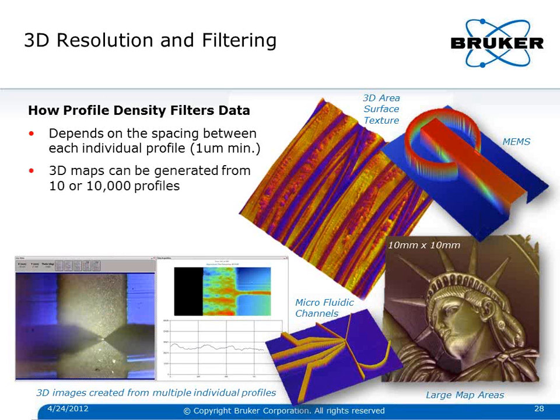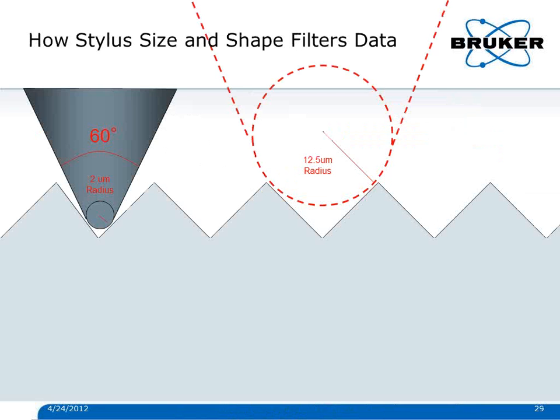Now you can generate a 3D map anywhere from 10 profiles to 10,000 profiles, but you have to keep in mind that a very high resolution 3D map over a large area can take a lot of time to complete. So a lot of times there's a trade-off you have to make with regards to the size of the area you want to map, versus the amount of time that you want to spend collecting data, versus the resolution that you're trying to achieve, or trying to minimize the filtering of the data by having spacing between each profile be too large.